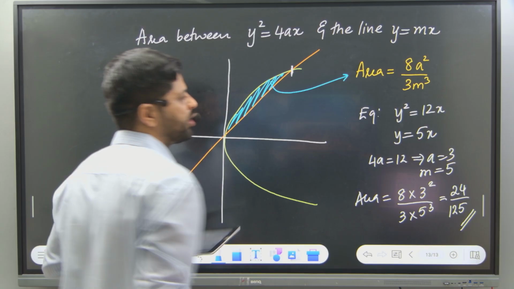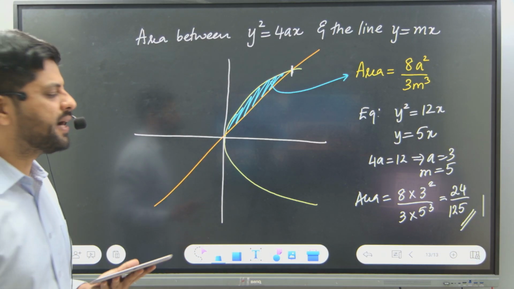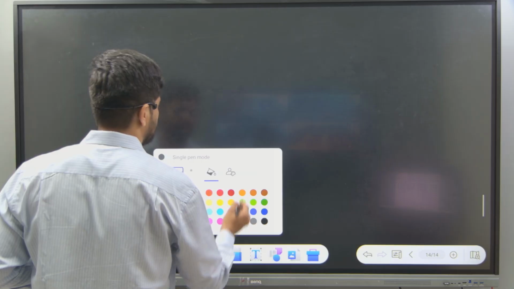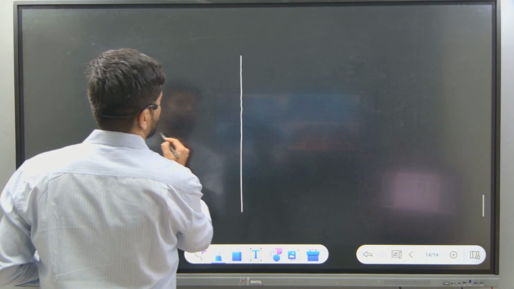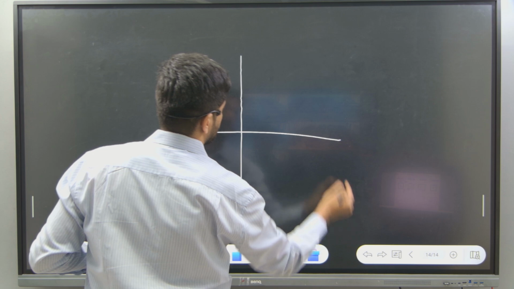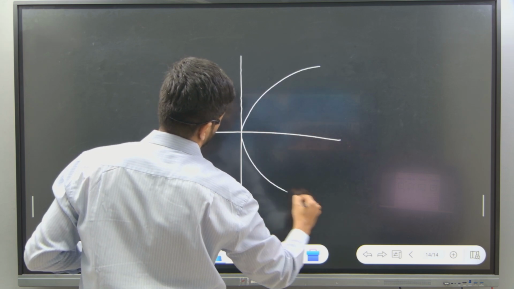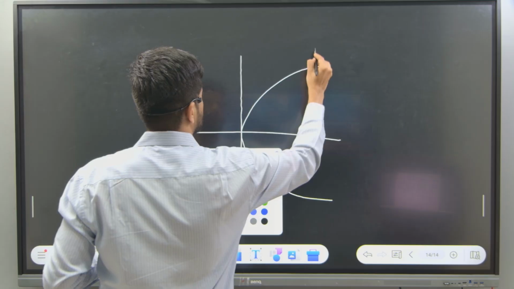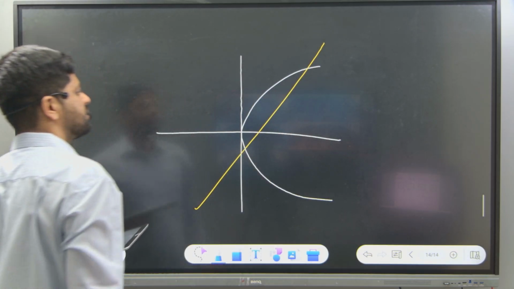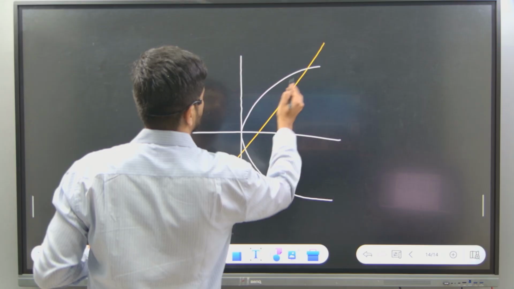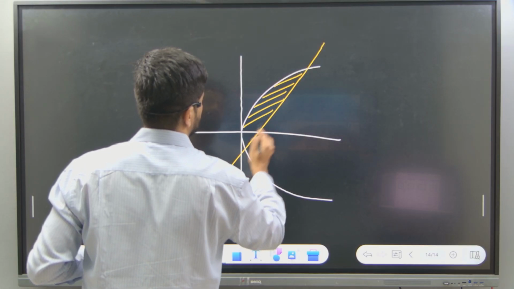This was y is equal to mx. What if the line is not passing through origin? Say you have the parabola like this, and say the line is not passing through origin. Say the line is passing like this. So I have to find out this area.